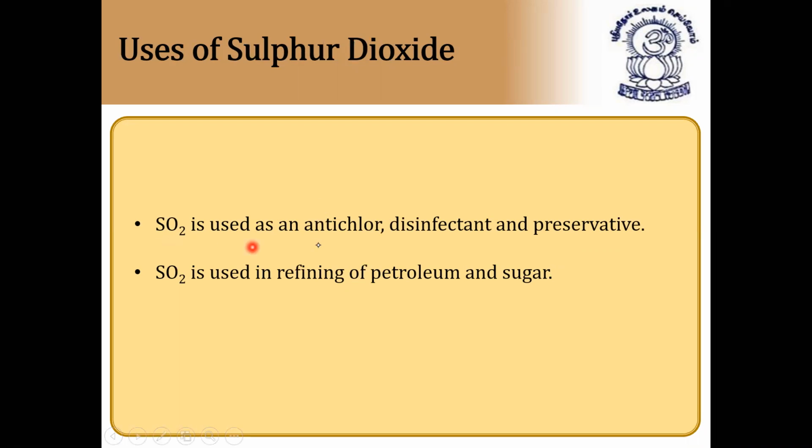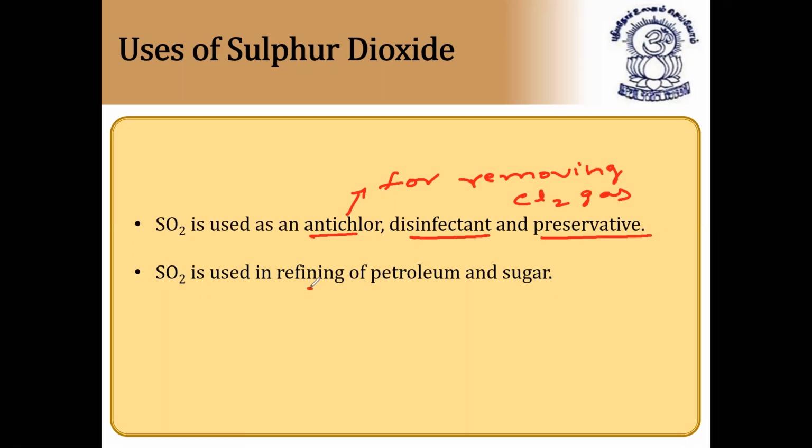Sulfur dioxide is used as an anti-chlor, disinfectant and preservative. What does anti-chlor mean? Anti-chlor means removing chlorine. For removing chlorine gas, we use sulfur dioxide. That's why it is called anti-chlor, and it is also a disinfectant and preservative.